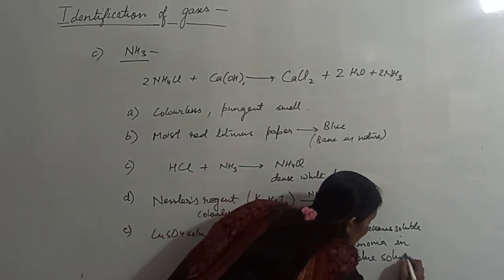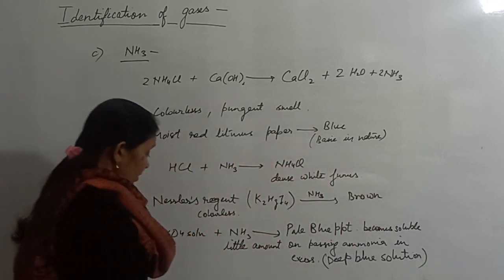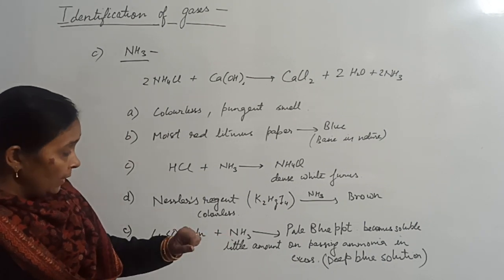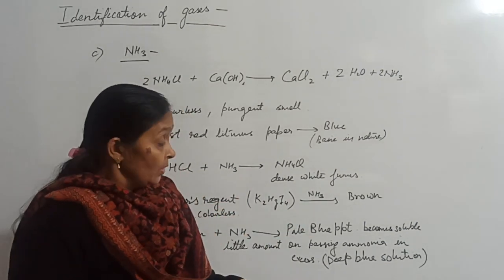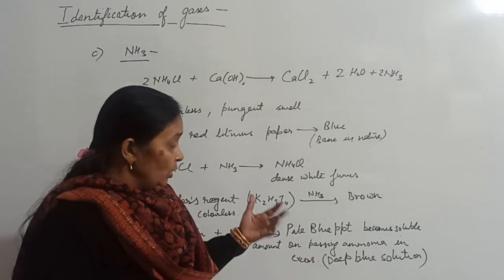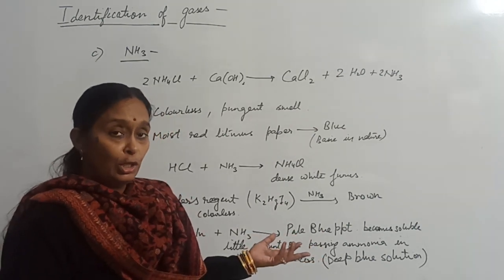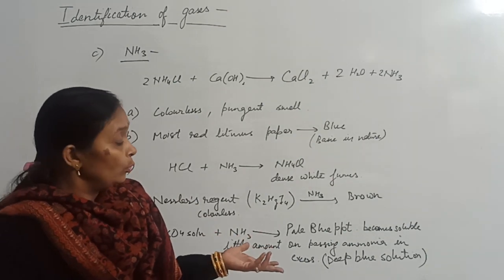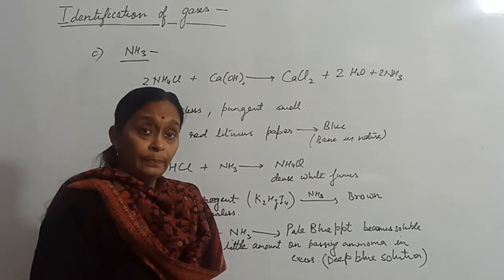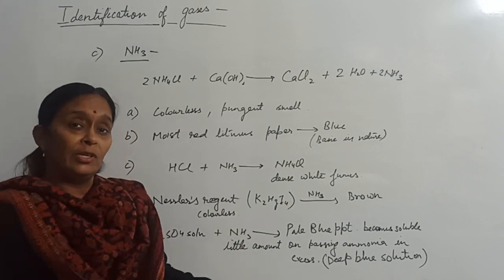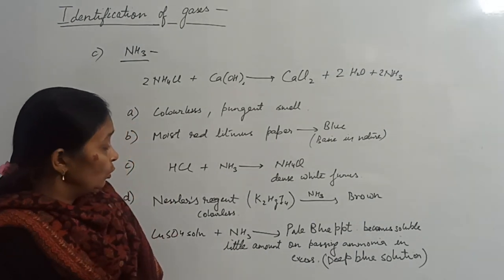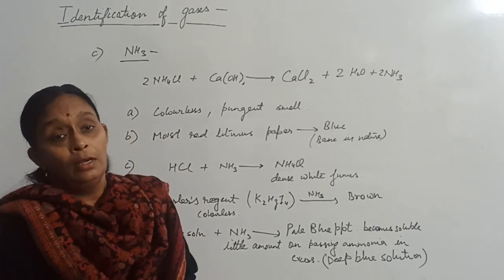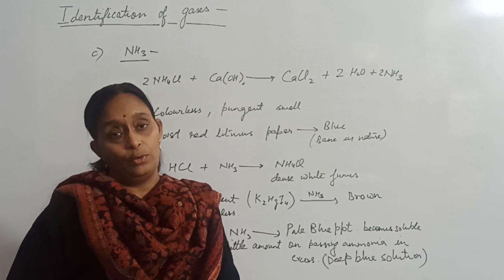blue solution is formed. That means first you take copper sulfate solution in a test tube and pass a small amount of ammonia, then you will observe a pale blue precipitate. Now you pass excess of ammonia through that test tube, the pale blue precipitate will become soluble and you will finally observe a deep blue solution. So these are certain tests which you can perform to confirm the gases chlorine, ammonia and nitrogen dioxide.